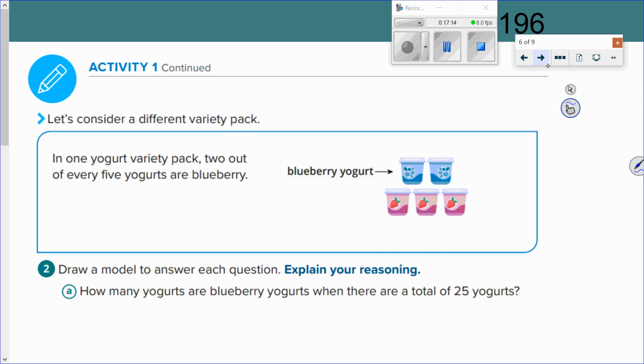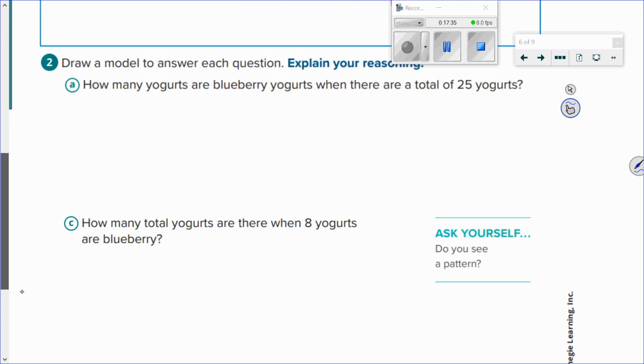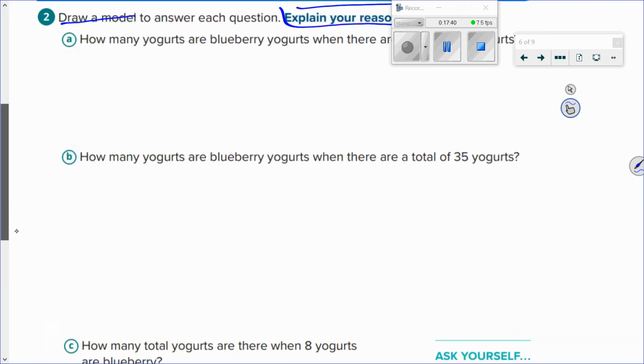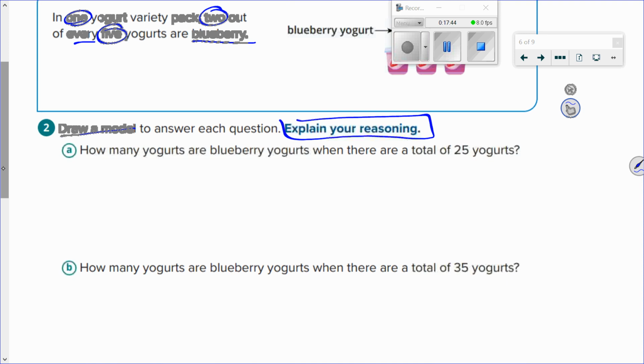Now let's do a variety pack. In one yogurt variety pack, 2 out of every 5 yogurts are blueberry. And in the picture, they show us what the other one is, right? Strawberry. Again, we're drawing a model and explaining our reasoning. This one has 3 parts again, A, B, and C. Go ahead and do A, B, and C. I'll give you about 5 minutes to finish that one off.